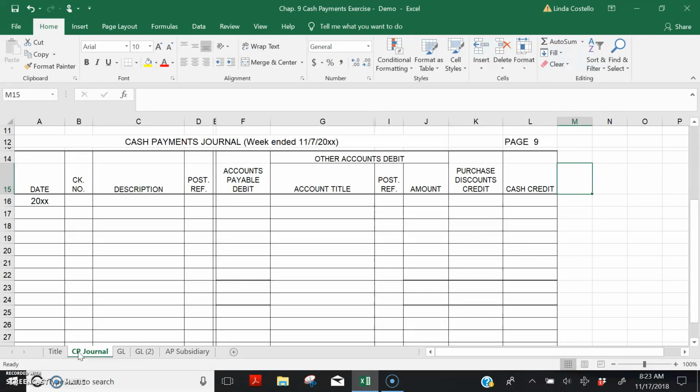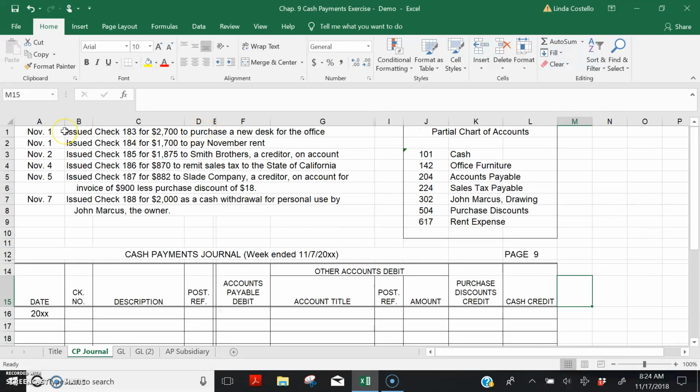The company writes checks for a variety of reasons, including payments to vendors on account. So, in order to accommodate the variety of cash payments transactions, the columns provided on the cash payments journal are accounts payable debit, other accounts debit, purchase discounts credit, and cash credit. Let's practice.